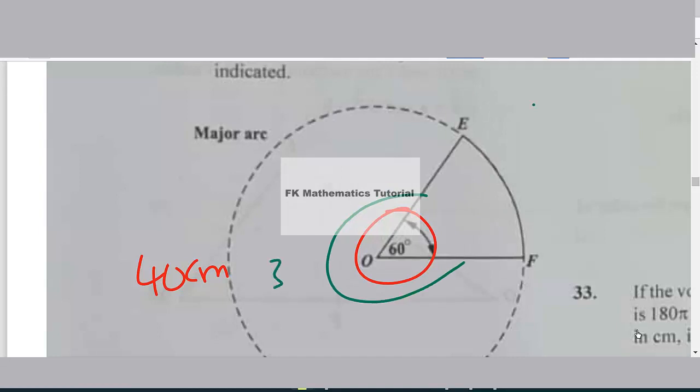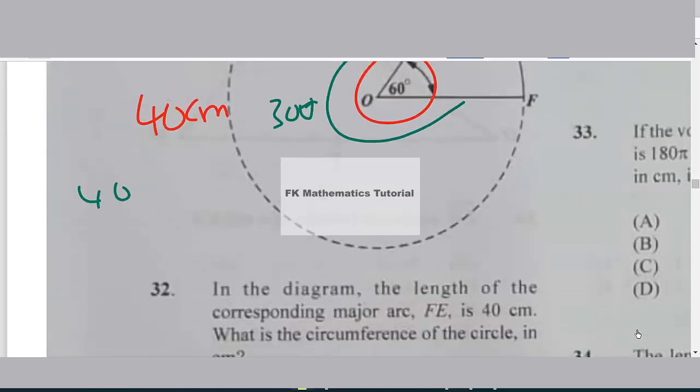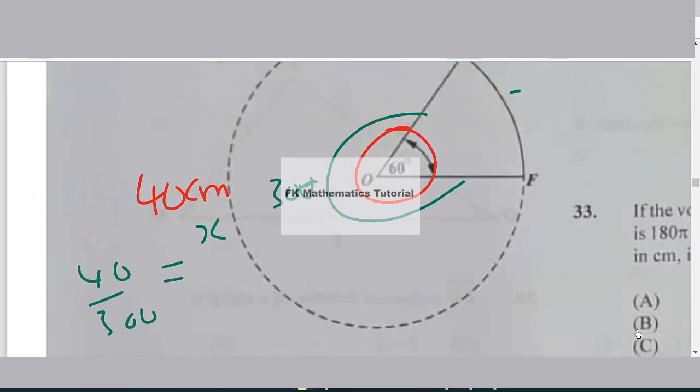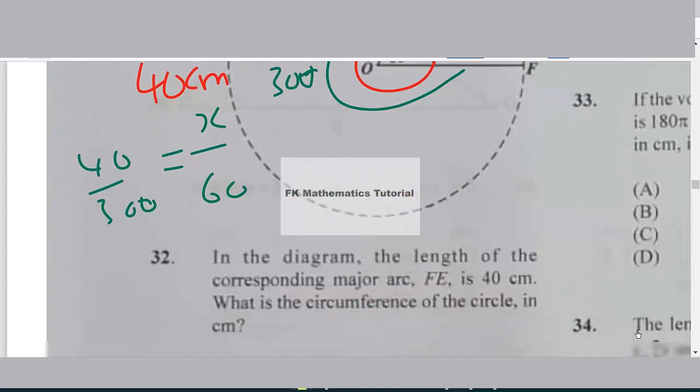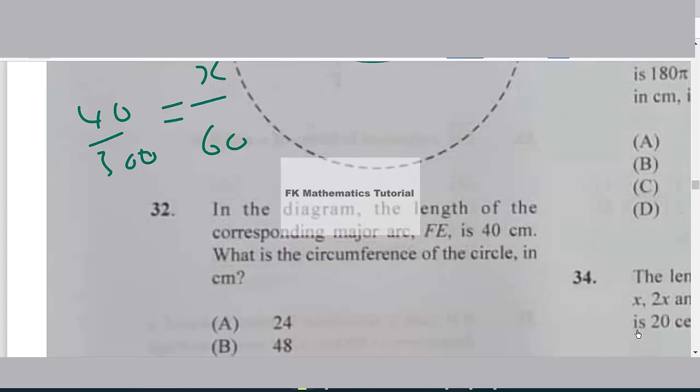So this is 300. We take 40 over 300. 40 corresponds to 300. Then what will correspond to this one? If we put this one to be x, what will correspond to 60? So 40 corresponds to 300. So what will correspond to 60? Then with this, we can now find x and add it to 40. That is one way. So let's go.